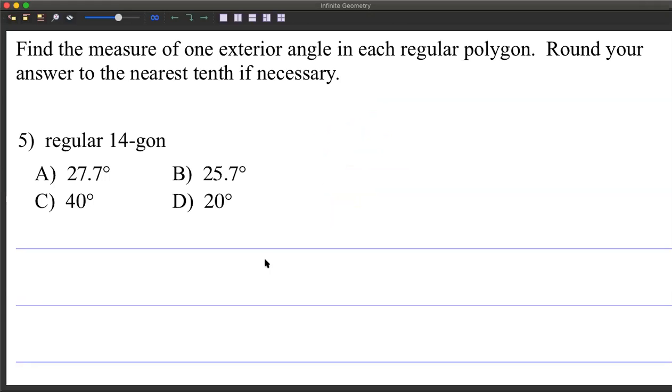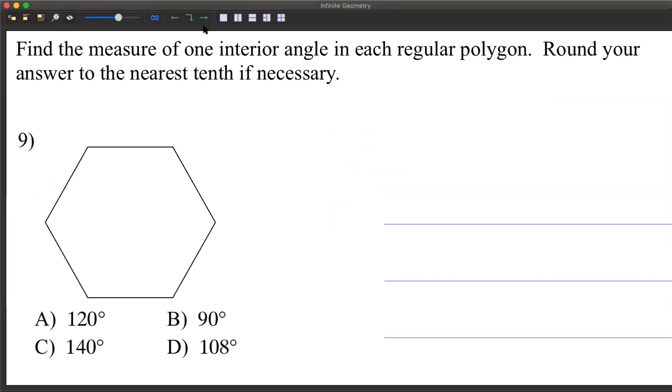And then you will eventually get to ones where the directions switch. So make sure that you're watching. Look, it has changed. Now it wants the measure of one interior angle. Okay, so according to our notes, we got that by first finding that exterior angle and then subtracting it from 180. Because remember, the exterior angle and the interior angle are supplementary because they form that linear pair, right?